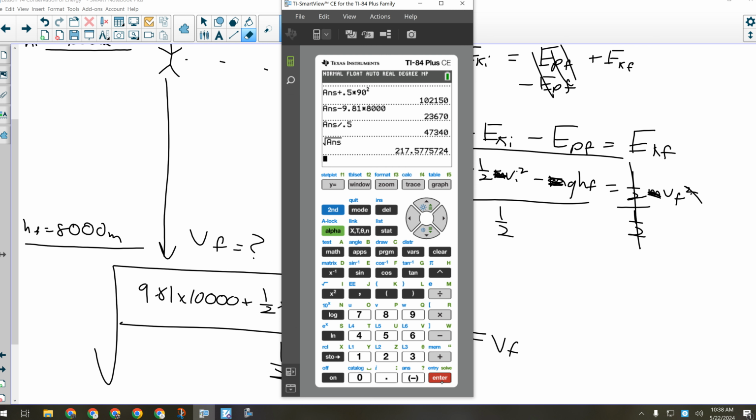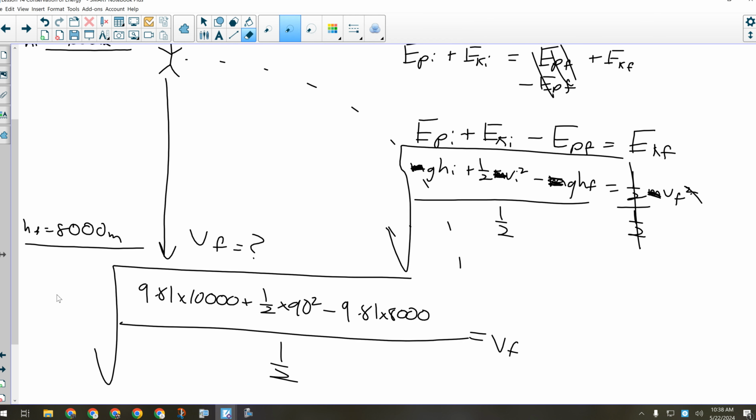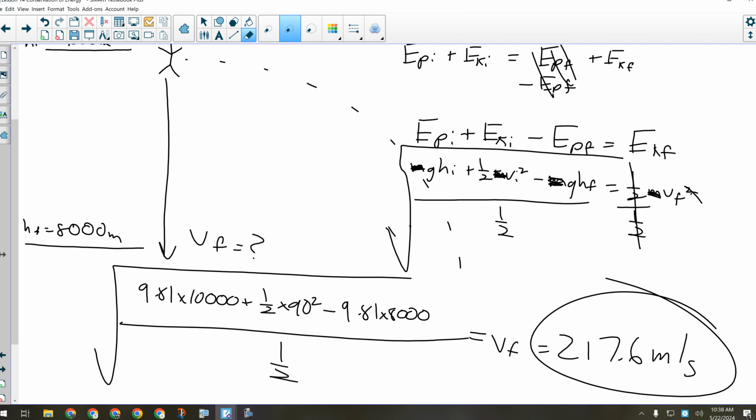Guys, they fell 2 kilometers. They should be going really fast if they fell 2 kilometers. Okay, that's going to make you accelerate in a hurry. All right, so 217.6 meters per second would be the final speed of the skydiver. Everybody okay with that one? All right.